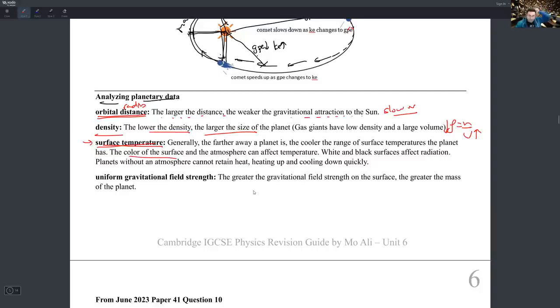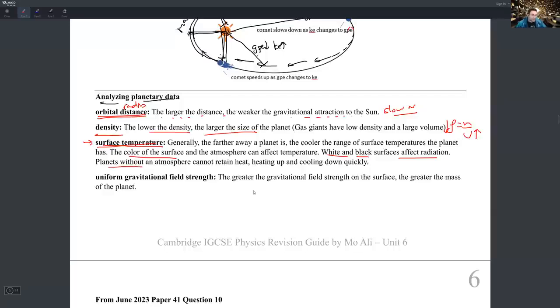We can go back to unit 2 and talk about black and white. So if I tell you that the color of the surface of the planet is different, that will affect how hot or cold it can be. Remember, white is a bad absorber and emitter. Black is a good absorber and emitter.